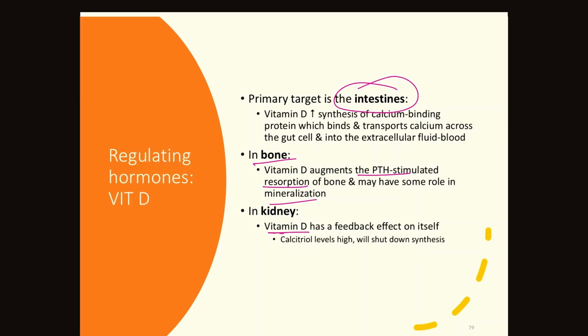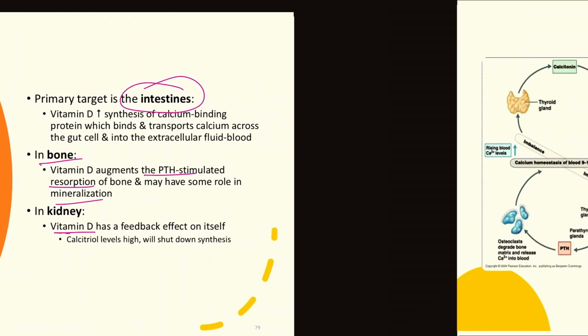So when calcitriol levels are high, we don't need more active vitamin D, we just shut it down. Once we hit our set point for vitamin D levels, there's negative feedback on the kidney, and we stop activating vitamin D because we don't need it anymore. We've saturated everything.